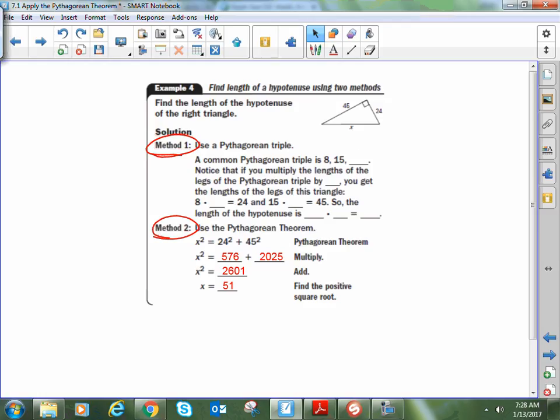I'm not going to just recognize that 24 is a multiple of 8, 45 is a multiple of 15, and if I divide both of those numbers by 3, I can get the 8, 15, 17 Pythagorean triple. I am never even going to think about that because it's just so obscure. My method is immediately to go to method 2, substitute the numbers in the Pythagorean theorem, see that the third side itself is also a whole number, and say, oh, now I know I have a Pythagorean triple.